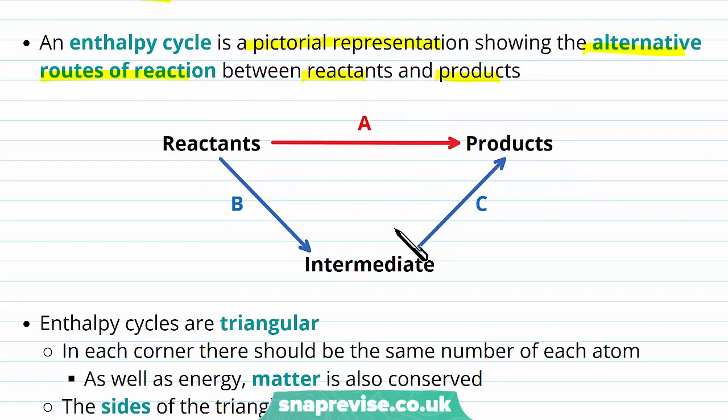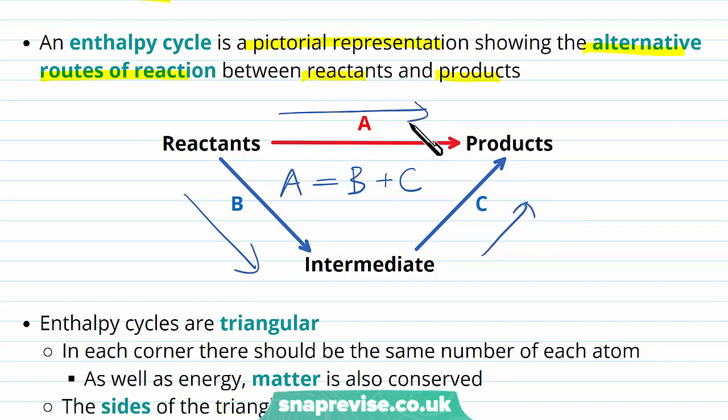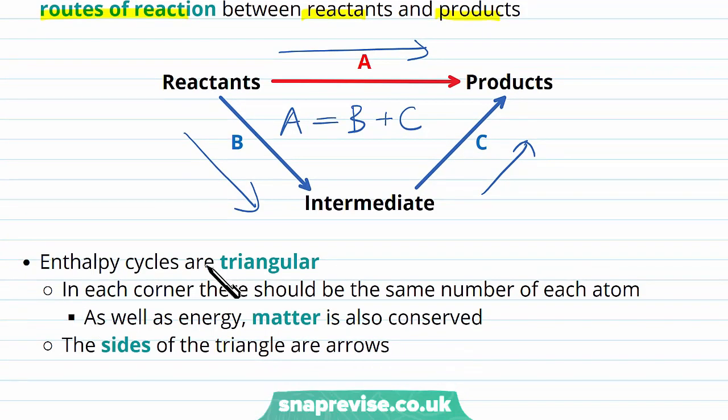We can instead have an intermediate, and this arrow B shows the conversion of our reactants to our intermediate, whilst the arrow C shows the conversion of our intermediate to our products. And overall we can see that A is equal to B plus C. Whether we go this way or this way, we are still converting our reactants to our products.